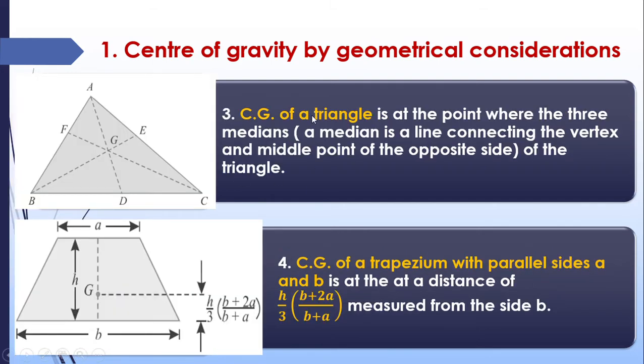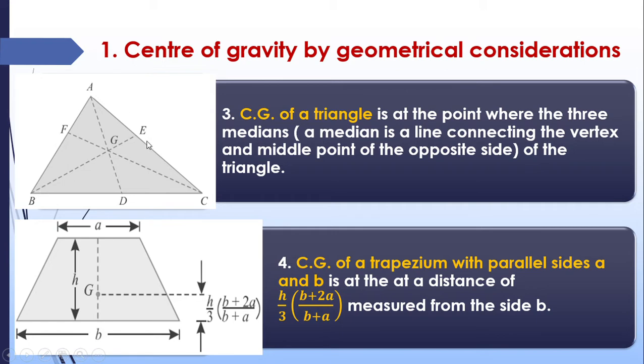Okay. Third case is of a triangle. How to find the CG of a triangle? In the case of a triangle, what we have to do is draw bisectors. I don't know whether you know bisectors. You have to draw a median line connecting the vertex and the middle point of the opposite side. So here you can say this is BC and D is the midpoint of BC. We will connect this D with the opposite vertex A. Like that, for all the sides we will do the same.